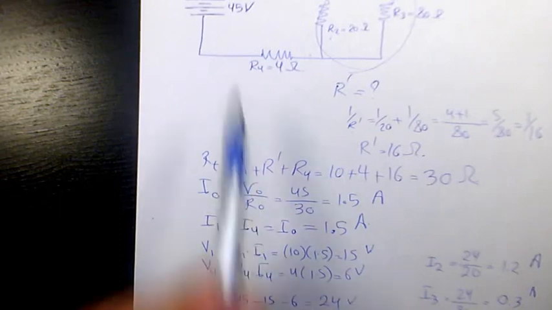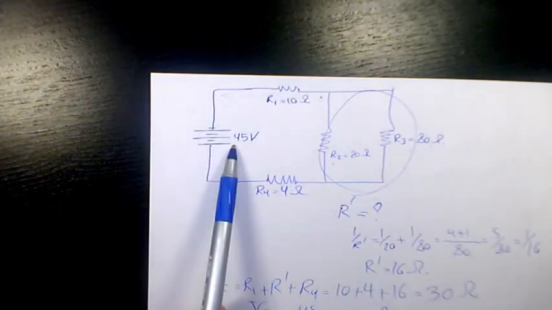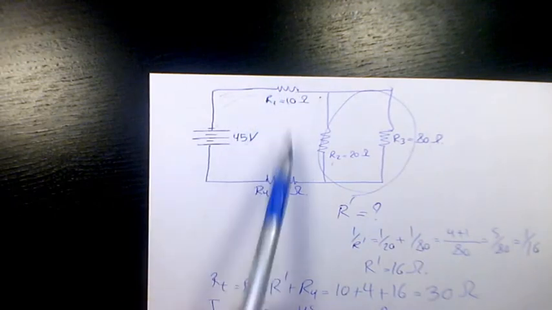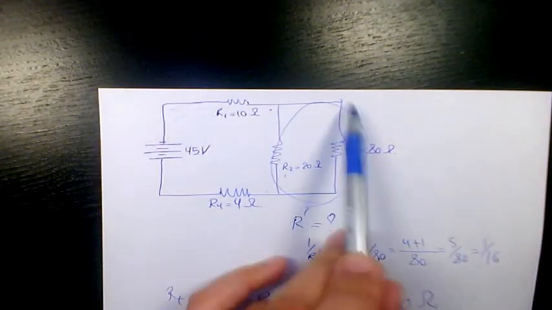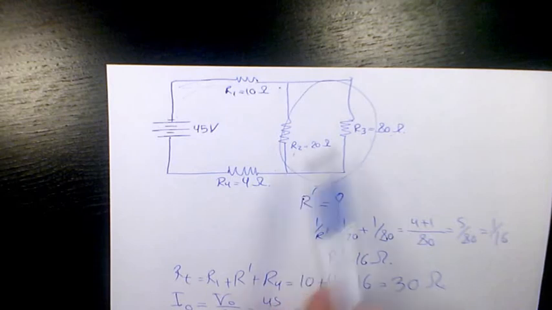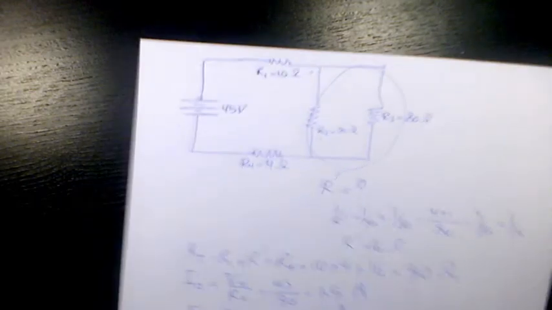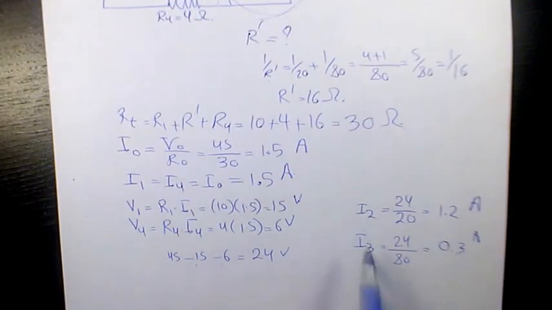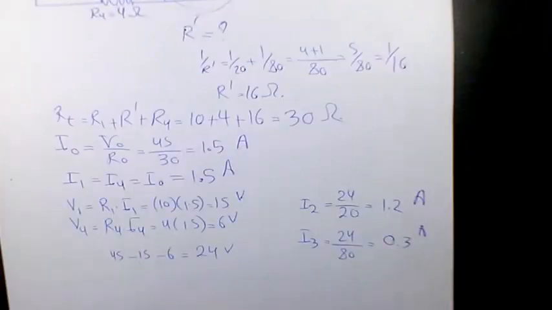Then we have here 45. If we take 15 and 6 out of it, we're going to have 24. It means that in each of these branches, we need to have 24 volts. So V2 is 24, V3 is 24 volts. And based on that we can find I2 and I3, which is going to be 1.2 and 0.3 amps.